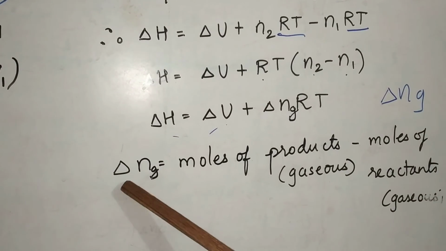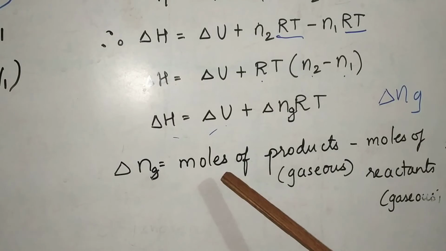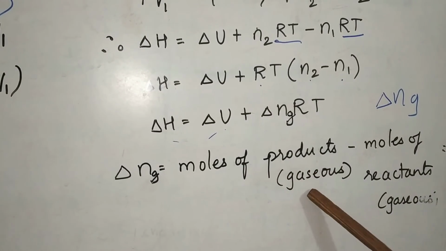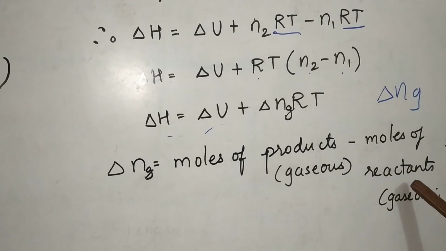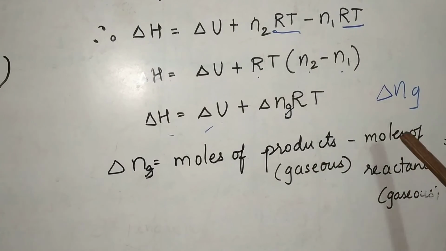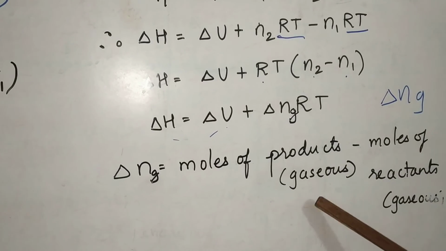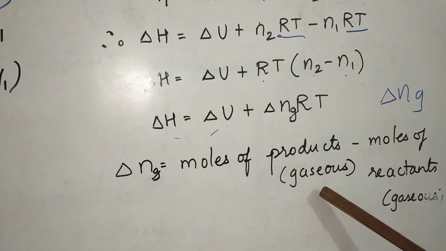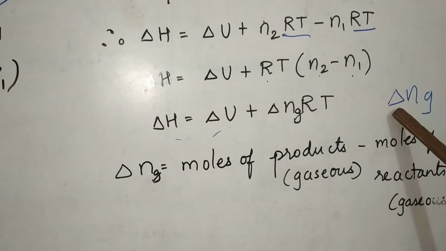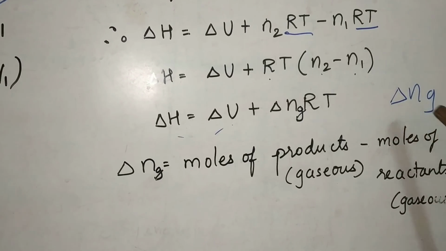So how do we write? Delta Ng is nothing but the moles of the gaseous products minus the moles of the gaseous reactants. We subtract the moles of products and reactants, but which moles? Gaseous moles. Not of the other states, only gaseous we will consider. That becomes delta Ng, that is the change in number of moles.